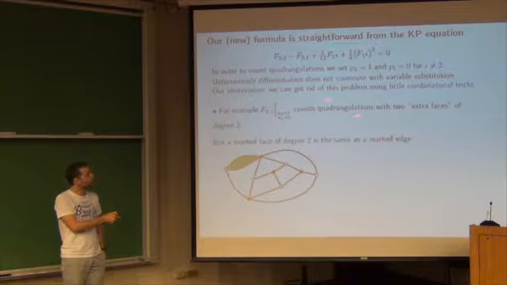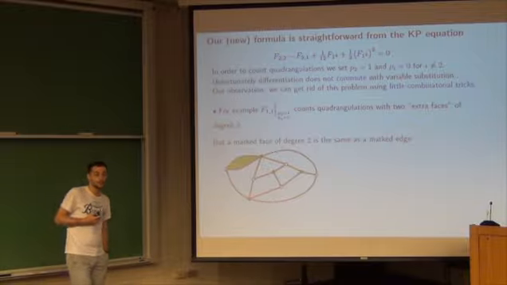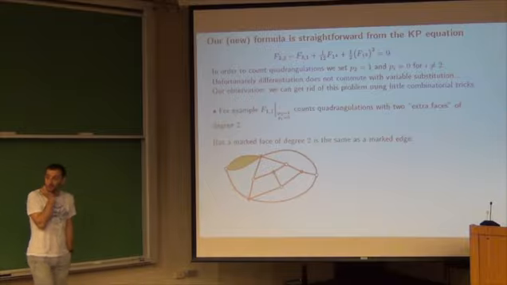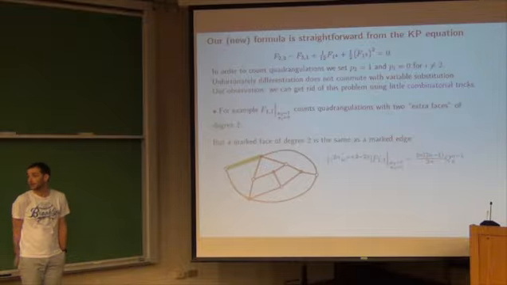So I get something which is almost a quadrangulation, so all the faces have degree 4, but I just have two faces of degree 2 somewhere. Okay, and then I just do this simple observation that in a map, if I have a marked face of degree 2, I can just contract it and I get an edge. So this is not a quadrangulation, but this is.